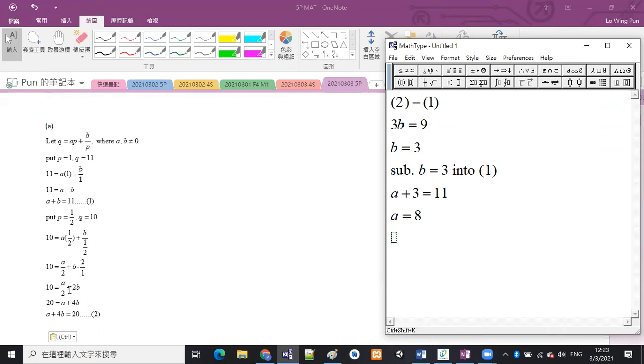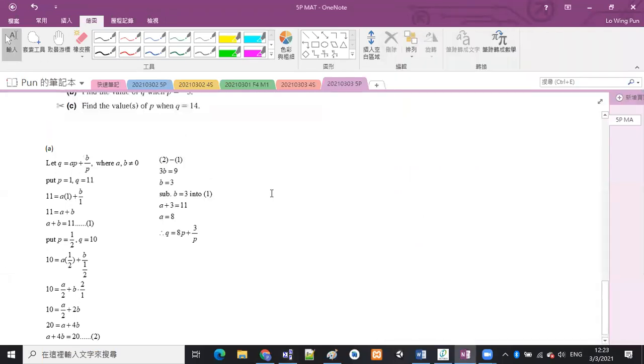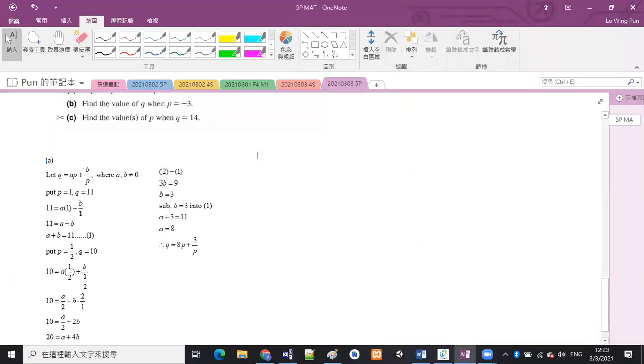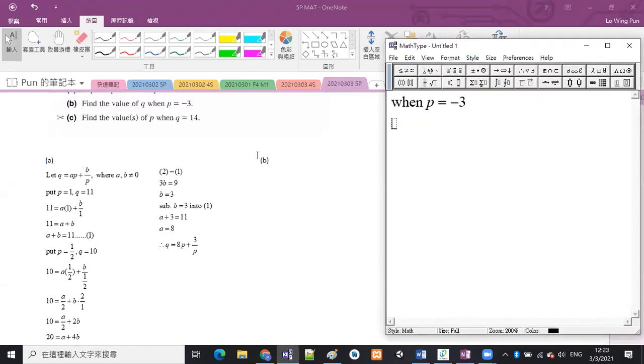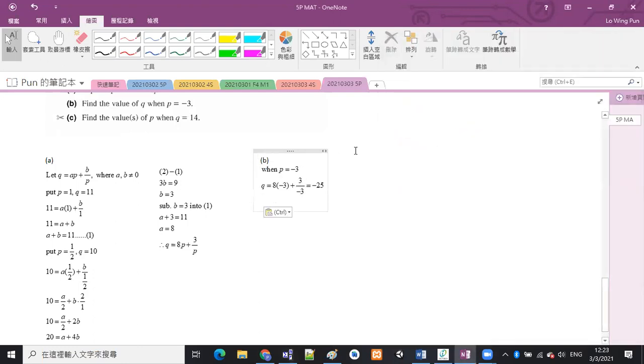Good. And then write down the conclusion. Therefore, Q is equal to A, that's 8P, plus B over P, that is 3 over P. That is the answer of part A. Is that okay? Then part B. Again, when P is -3, just put this number into our equation. Q is equal to 8 times -3 plus 3 over -3. And this is a pure number, so you may just use the calculator and find that it's -25. That is already the answer.